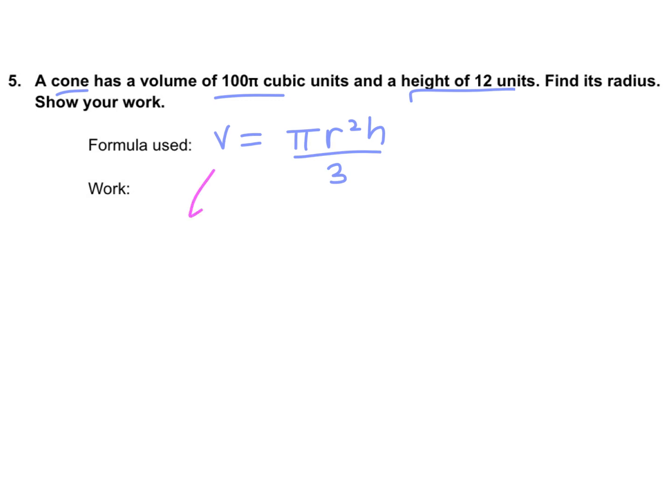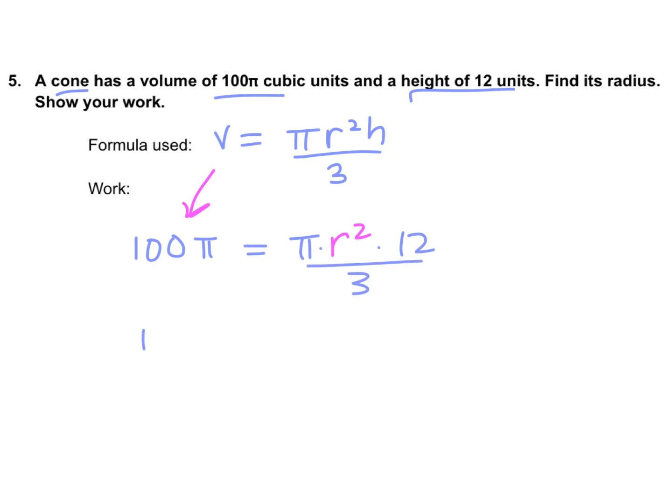And we do know the volume. So 100 pi. Okay, so pi over here. We're looking for the radius squared, so I'm going to put that in, radius squared we're looking for. And we do know that the height is 12. And we're going to divide that by 3.